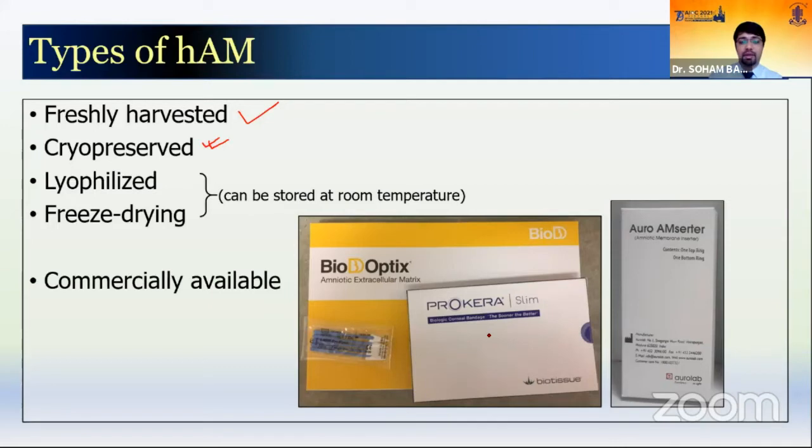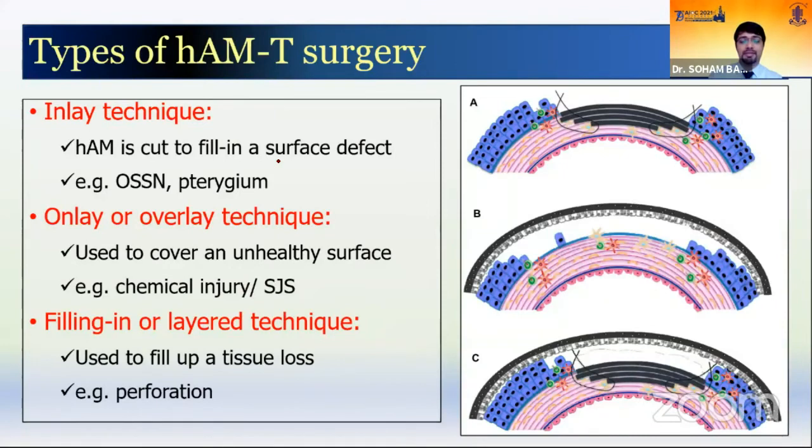Procura is the most popular one. And this is not an amniotic membrane itself, but this is by Orolab. It's an Oro amserter, an amniotic membrane insertion device for quick and easy use in chemical injuries and Stevens-Johnson syndrome. And if we look at the types of amniotic membrane surgeries, my co-instructors will be going into more detail. So you have the inlay technique.